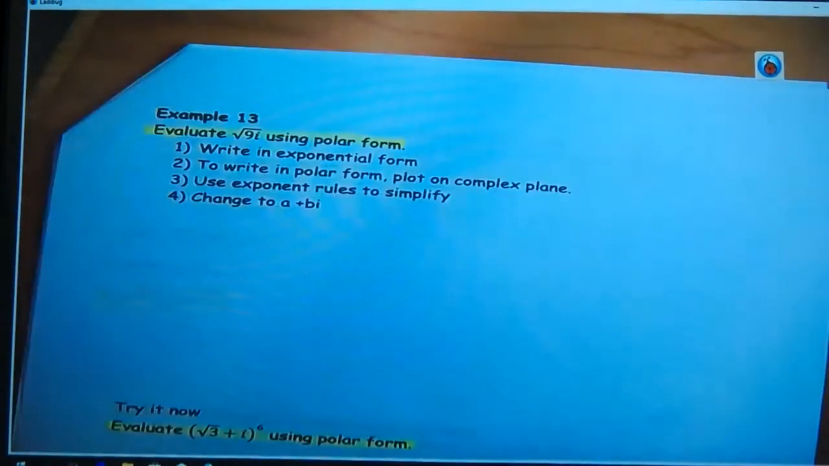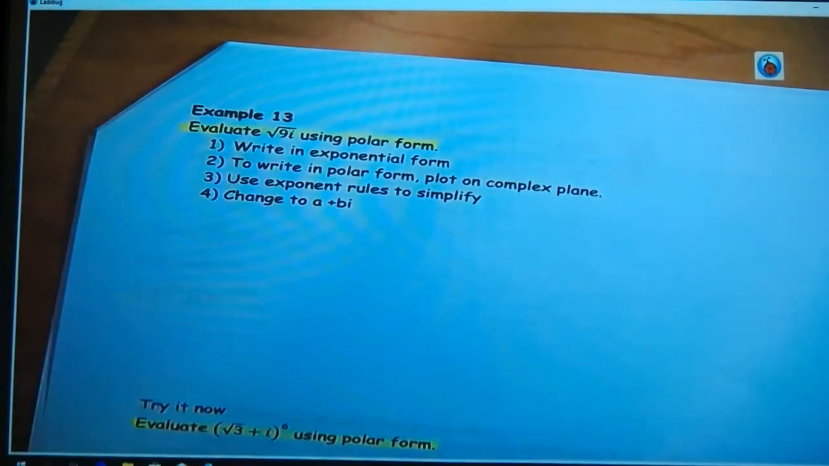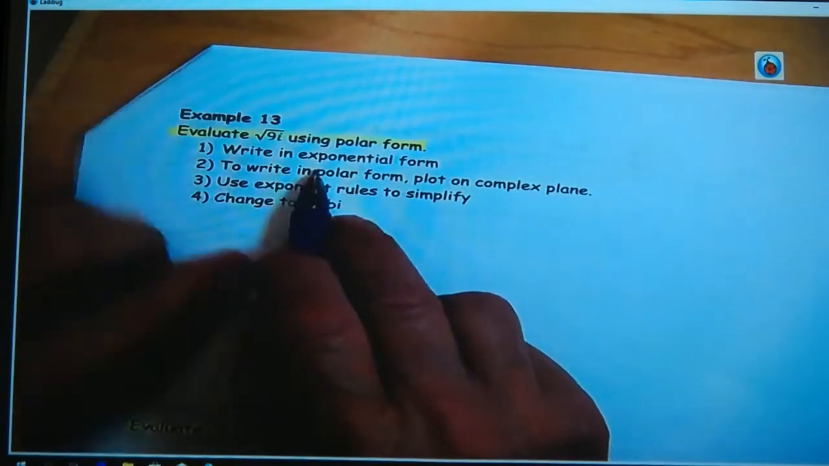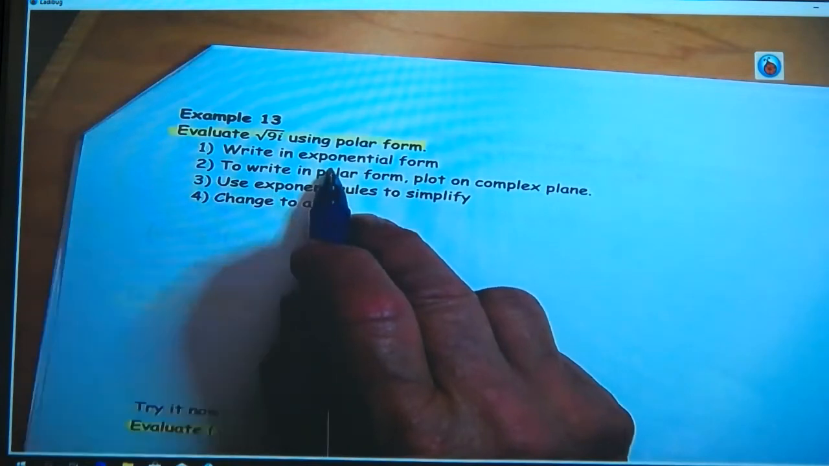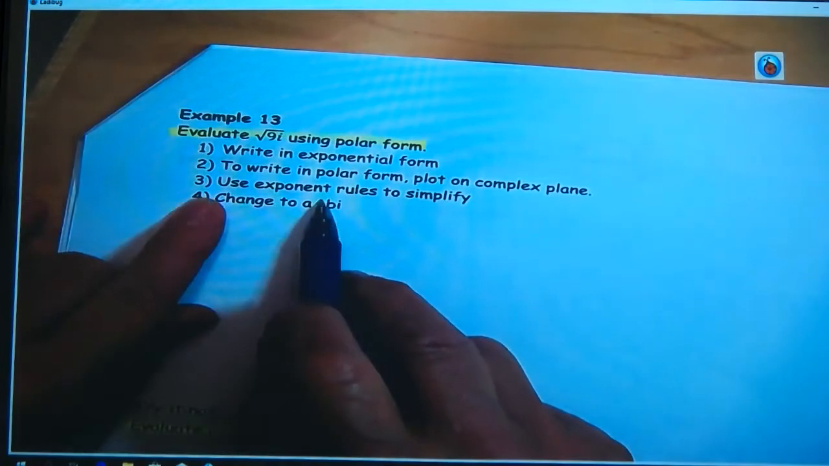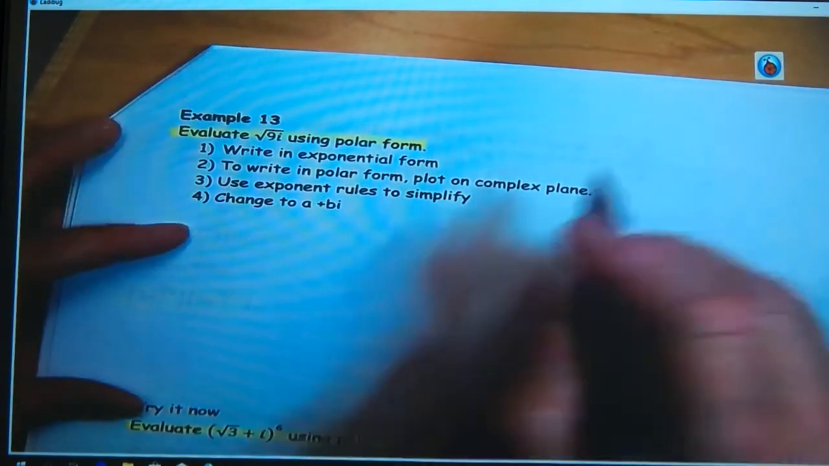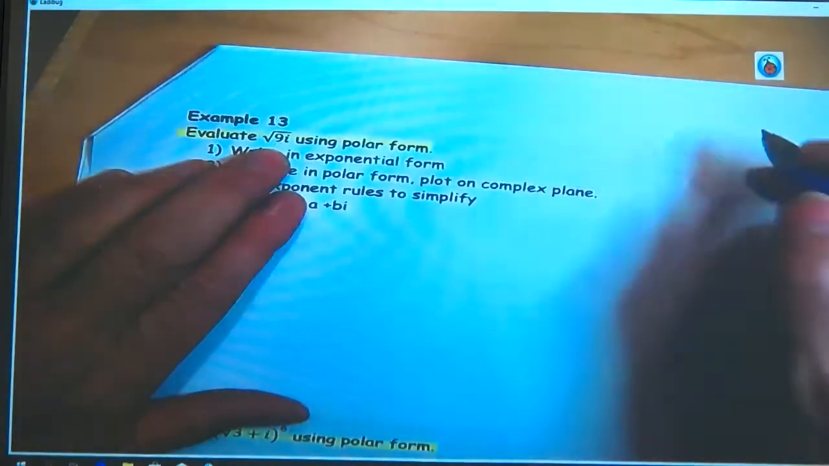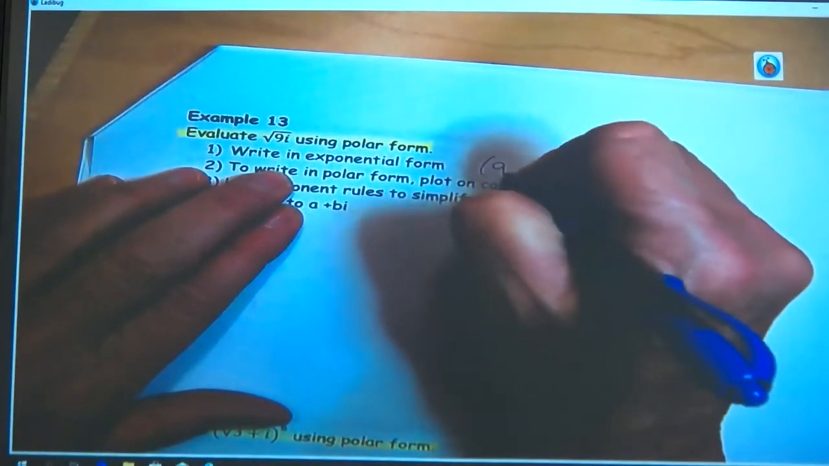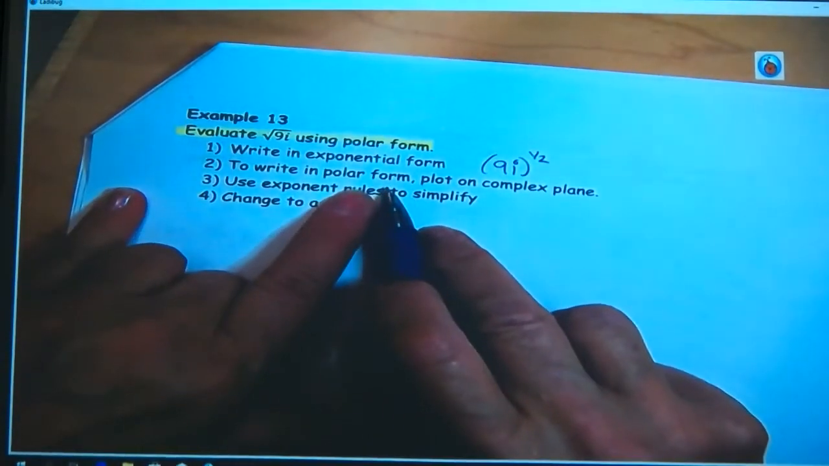We've got example 13 in your textbook. It says evaluate the square root of 9i using polar form. So we're going to first take the steps right in exponential form, and then write it in polar form, and then use rules to simplify. Let's rewrite the square root of 9i first as 9i to the 1/2 power, and then we want to write that in polar form.